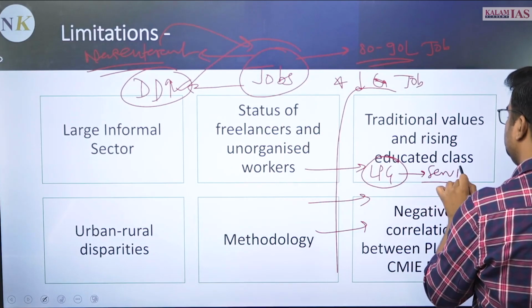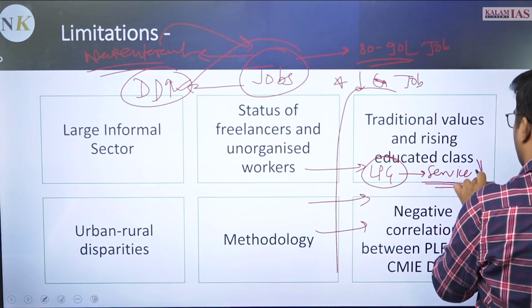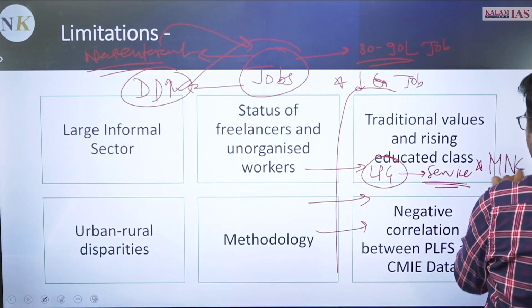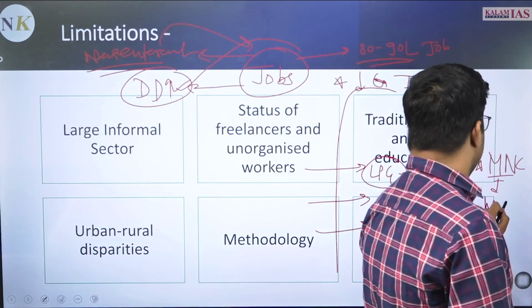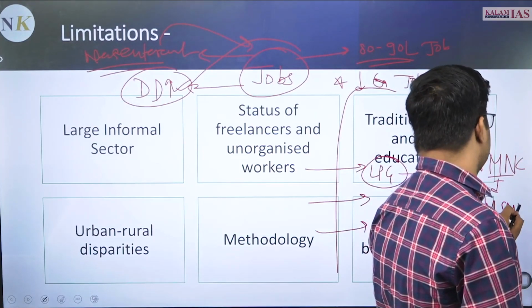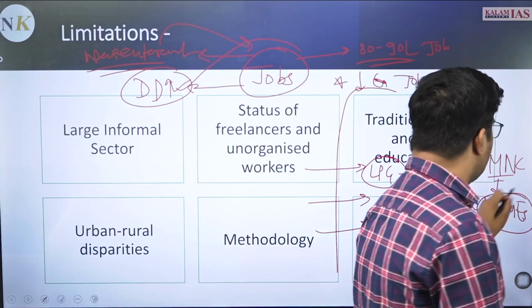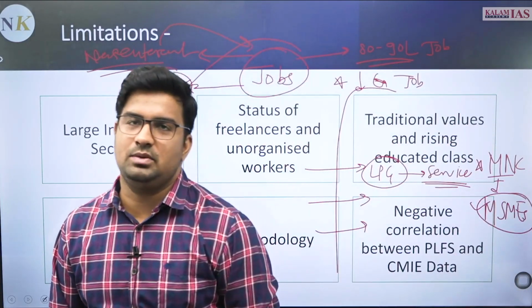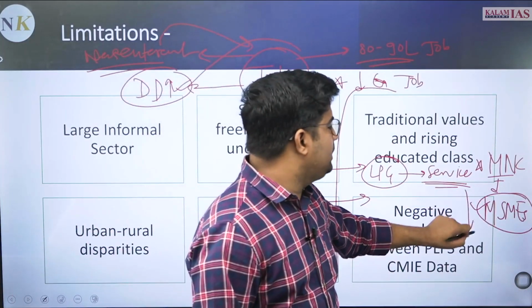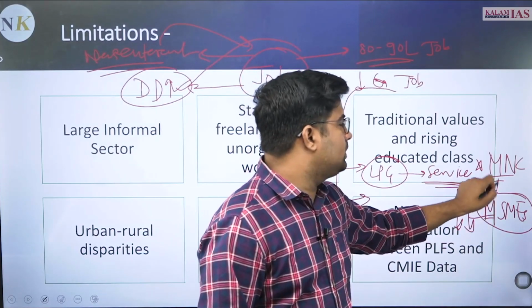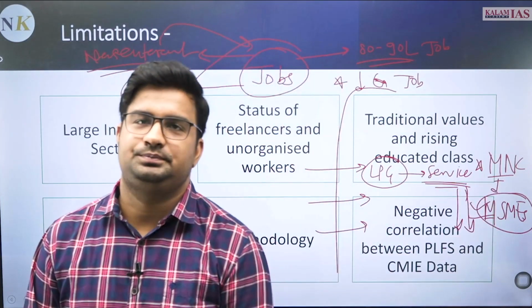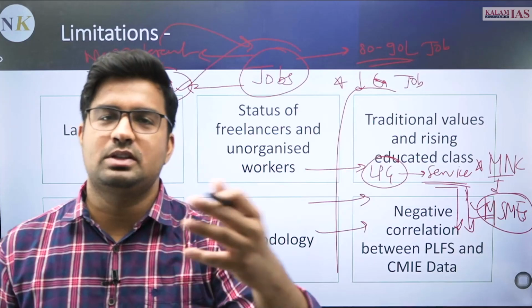Largely, it was the service sector. Along with it, if MNCs came into manufacturing, they have given tough competition to MSMEs. And MSMEs were the backbone of the Indian economy at that time, and significantly they have reduced to a larger number because they couldn't cope up with these MNCs. And that has reduced the jobs significantly.